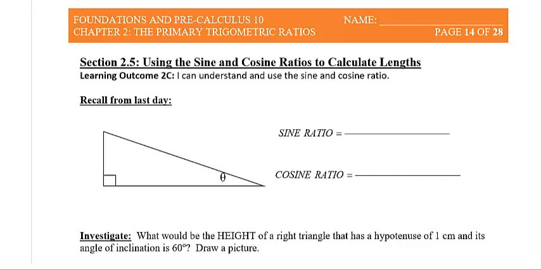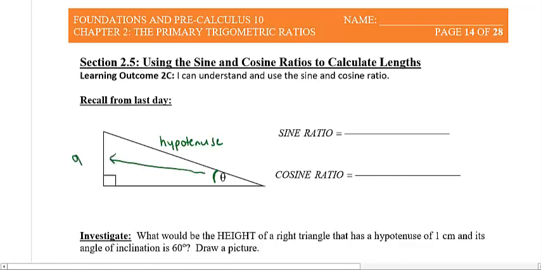2.5 today, and we're going to use the sine and cosine ratios to find out lengths. So I hope you remember from the last few days, we have this target angle here. We can label the longest side as the hypotenuse, the side across from the target angle being the opposite, and then the side next to it, the adjacent.